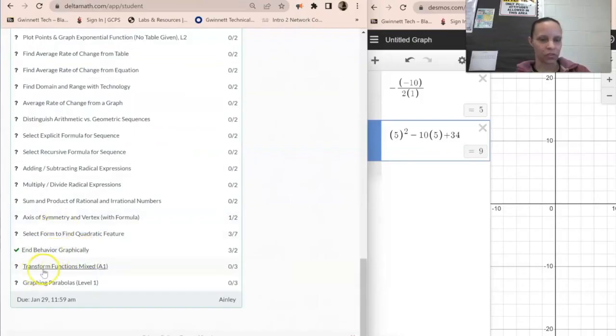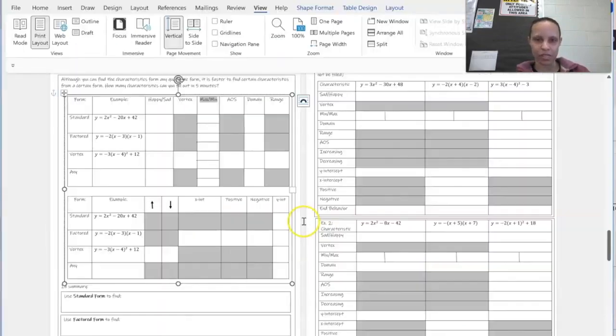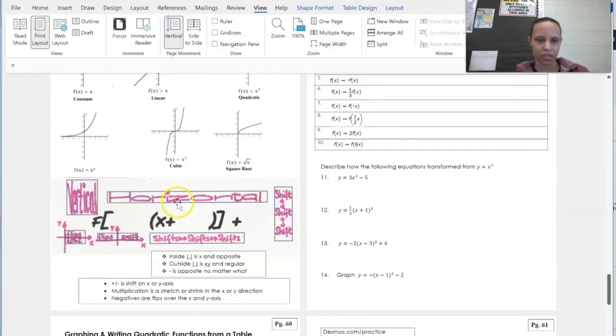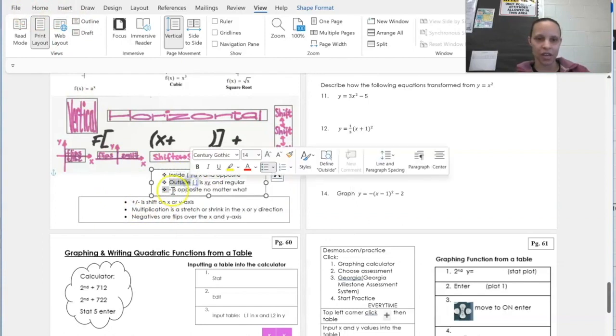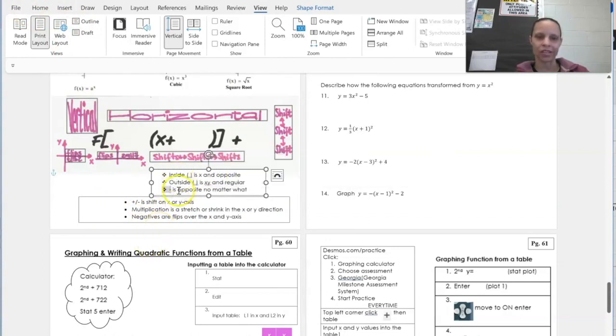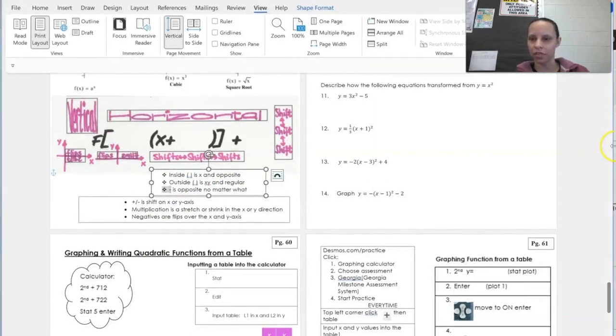All right, so transform functions. Remember, before you can apply the rules, you must know the rules. So you do need to pull up your notebook once again. On transformations, really what you care about is these two boxes right here. These two boxes is all that you need to look at. So you need to ask yourself the first question: is it inside, outside, or is it a negative? Okay, is it inside, outside, or is it a negative? So let's see if I can have both of these up there.